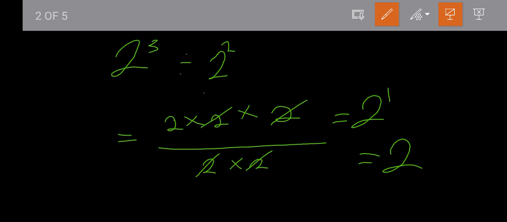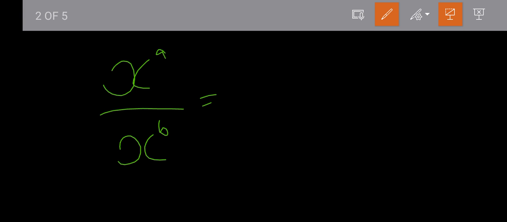You can see where it applies. So whenever we're dividing indices, we need to subtract the indices. So if I have x raised to power a divided by x raised to power b, this is simply put as x raised to power a minus b. Simply put.